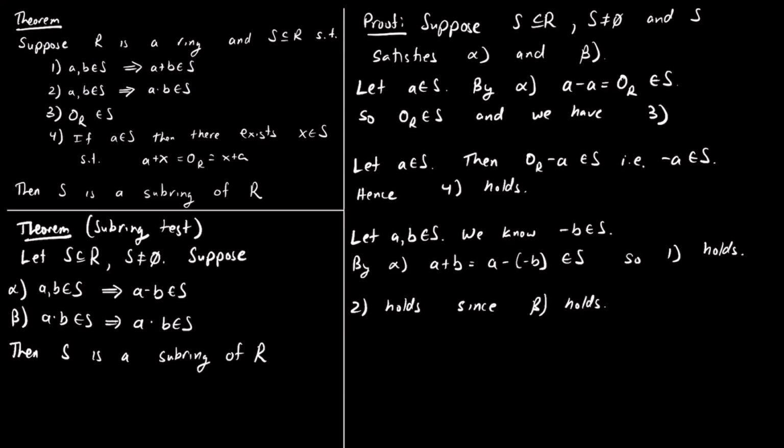Right, so I've checked that conditions 1, 2, 3, and 4 of my theorem here are met, and I could say hence S is a subring of R. Okay, so this is our subring test, and it gives us an easier way of checking whether or not something is a subring. So let's use our subring test in some examples.